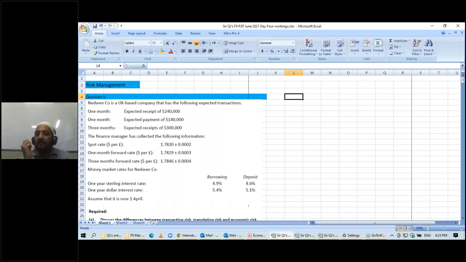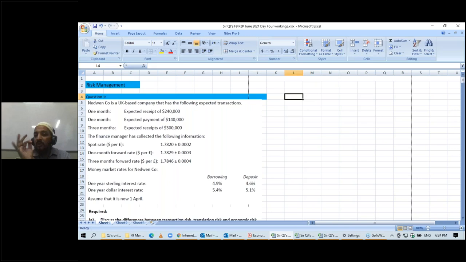Then on the other end, if you have to make a payment to a foreign supplier in the foreign currency, in that case, if the foreign currency gets stronger, you will have to pay more of the local currency to buy that foreign currency to make the payment. So you don't know what the spot exchange rate of currency conversion will be in future. Due to this, the cash flow is variable.